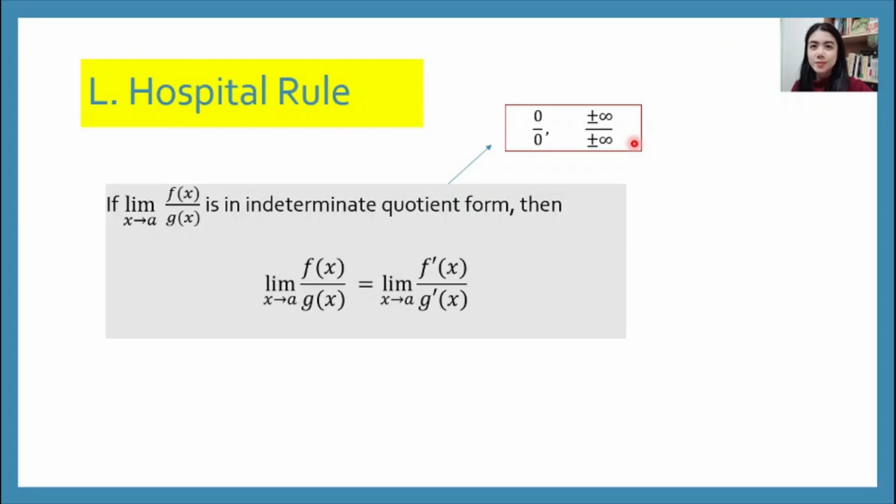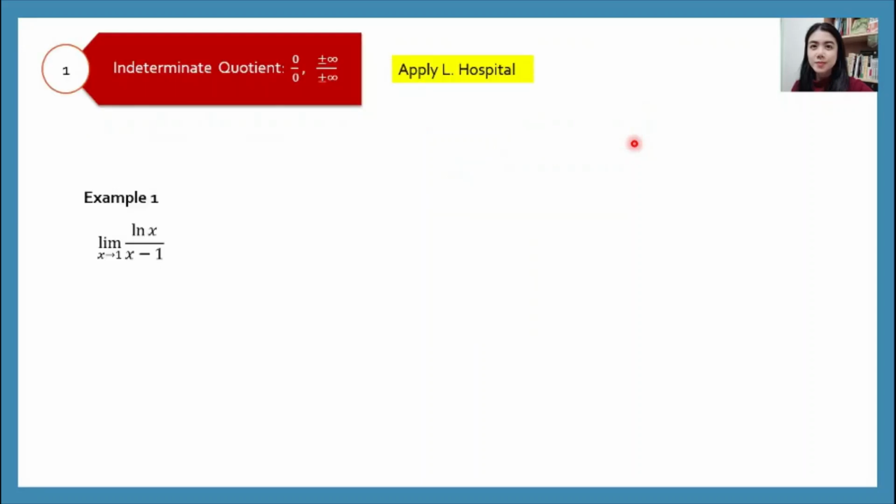So let's just go to the first step. You have indeterminate quotients. That is, either you will see the form of 0 over 0, or infinity over infinity. Whenever you see this type of quotient, you will have to apply L'Hopital rule. So let's just look at the first example. You have x approaches 1. So what happened? You have this limit.